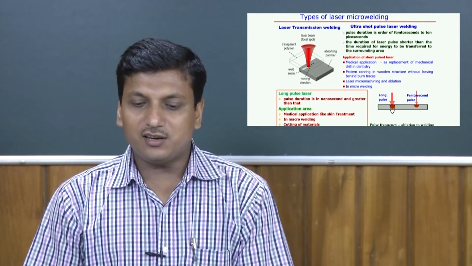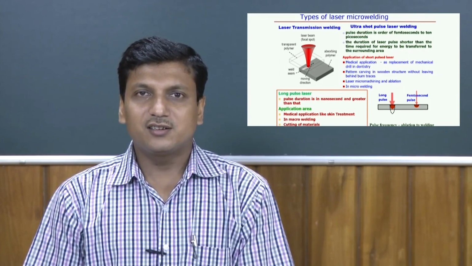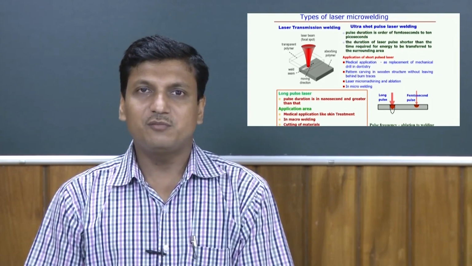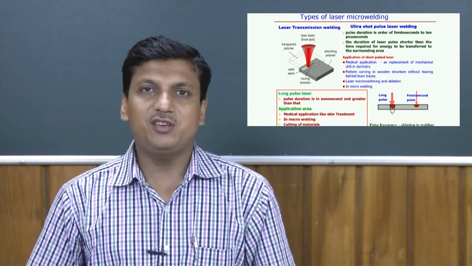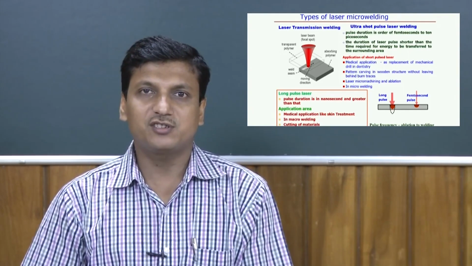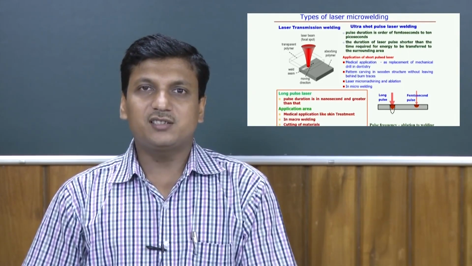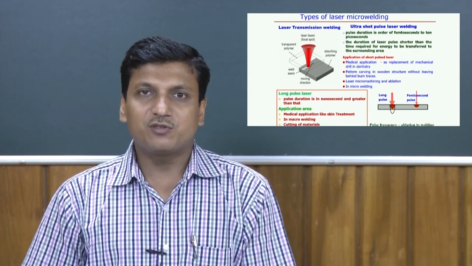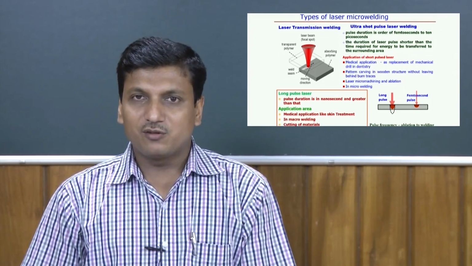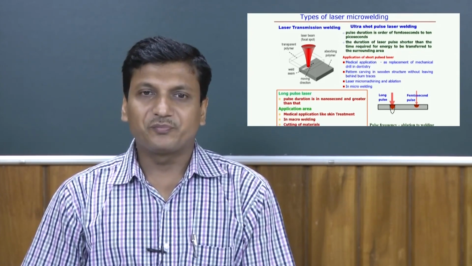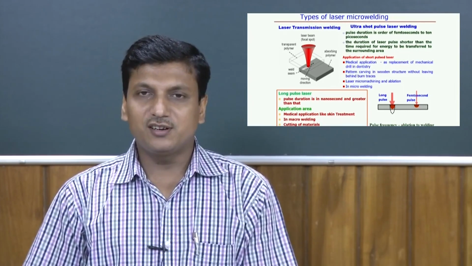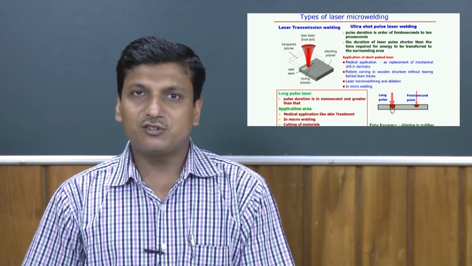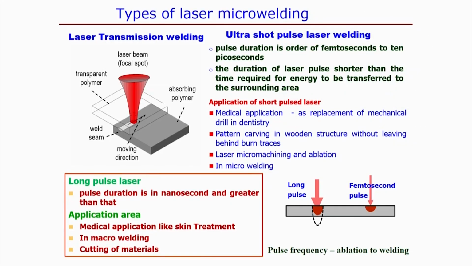So, actually ultra short pulse laser is generally used for material ablation, or maybe we can say metal removal processes, but this laser can also be used for welding purposes. But before that, we need to know the typical characteristics of this ultra short pulse laser. Normally for ultra short pulse laser we use the femtosecond or picosecond pulse laser.